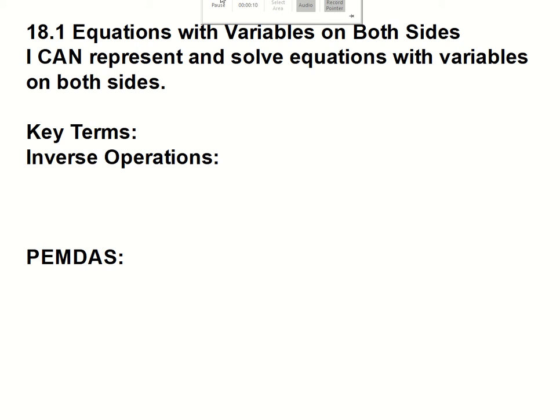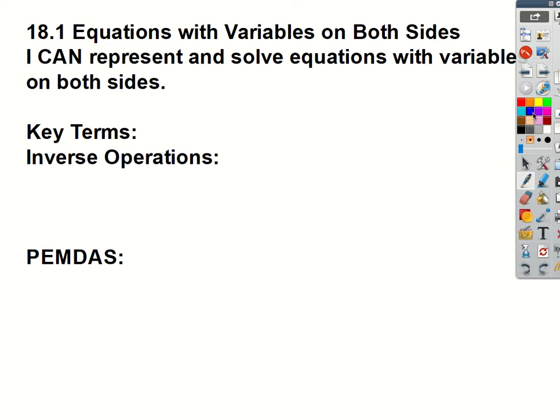So 18-1 should be fairly easy. We're starting to amp it up a little bit. This is where we roll from 7th grade equations to 8th grade equations. So this one happens to be equations with variables on both sides. Your essential understanding is I can represent and solve equations with variables on both sides. We have the same vocab. So we're just focusing on using the inverse operations.